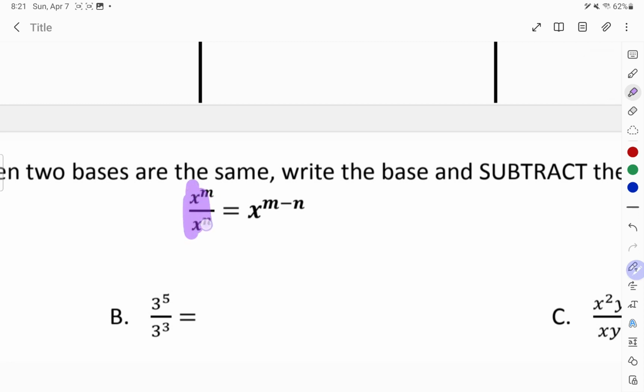So we have a fraction, right? And they're dividing. You have to be careful. They have the same base, and then we're just going to be subtracting the two numbers. In this case, you always do the top number minus the bottom number, okay? So we're going to subtract the bottom number right here. That's always the rule.